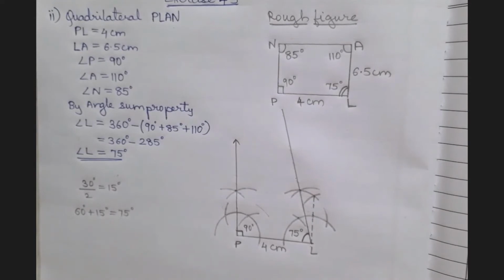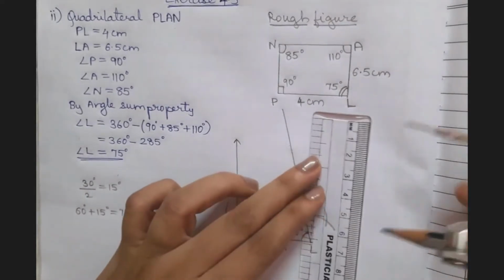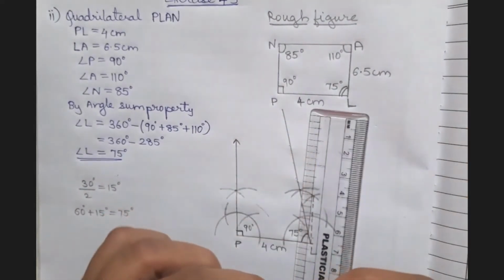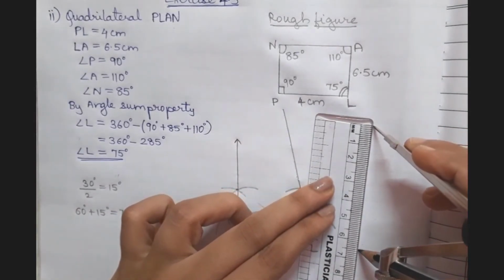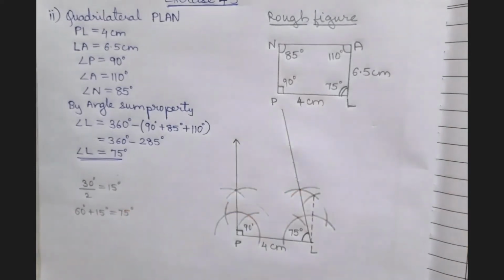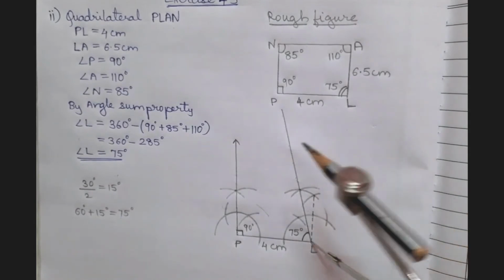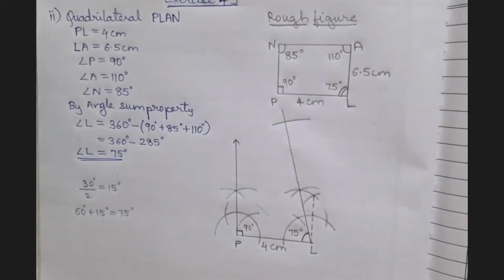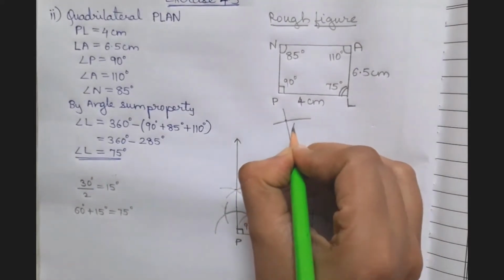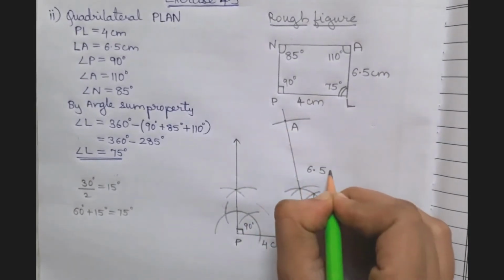Now we know that the measurement of segment LA is 6.5 centimeter. So we will take the measurement 6.5 centimeter on our compass. Okay, so this is 6.5 centimeter. So draw an arc. Keep your compass pointer on point L and draw an arc. So this point is our point A and the measurement of this length is 6.5 centimeter.